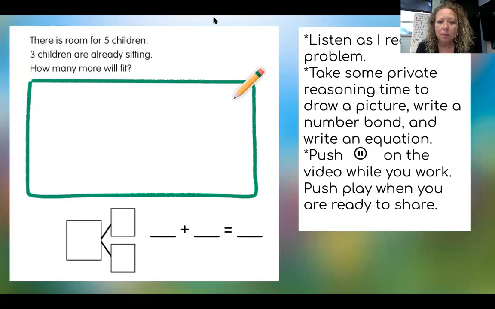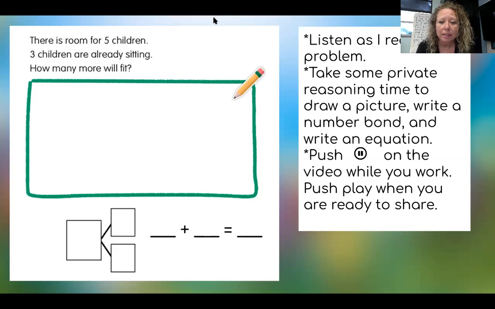So listen as I read the problem. There is room for 5 children. 3 children are already sitting. How many more will fit? Let me read it again. There is room for 5 children. 3 children are already sitting. How many more will fit?